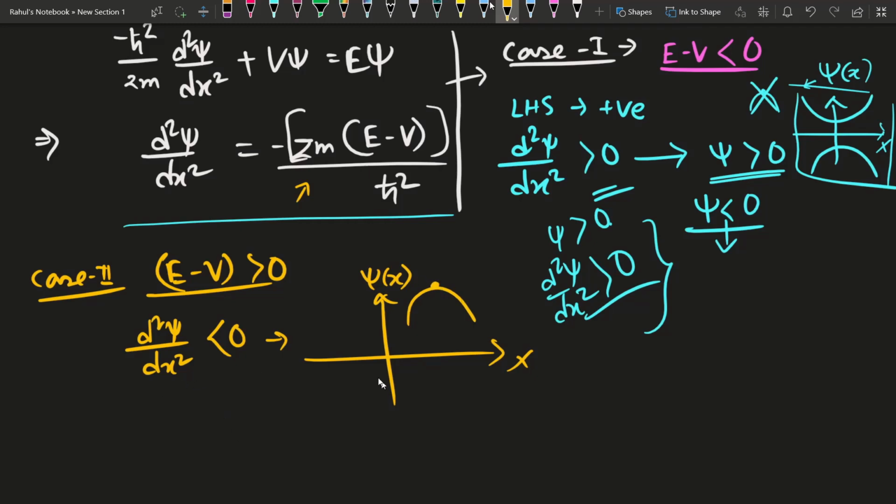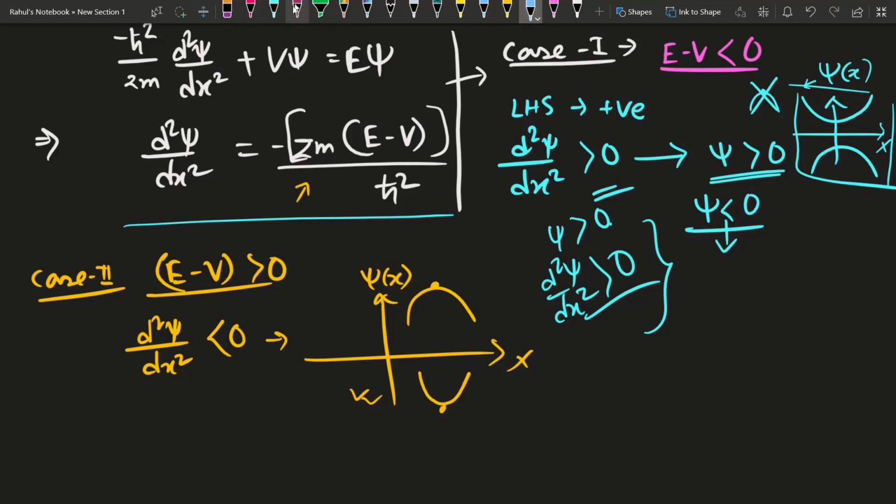And in the region where psi of x is negative, in this region the wave function looks like what? There will be a minima. The wave function will look like this. Okay, now is this actually justifying our actual wave functions?